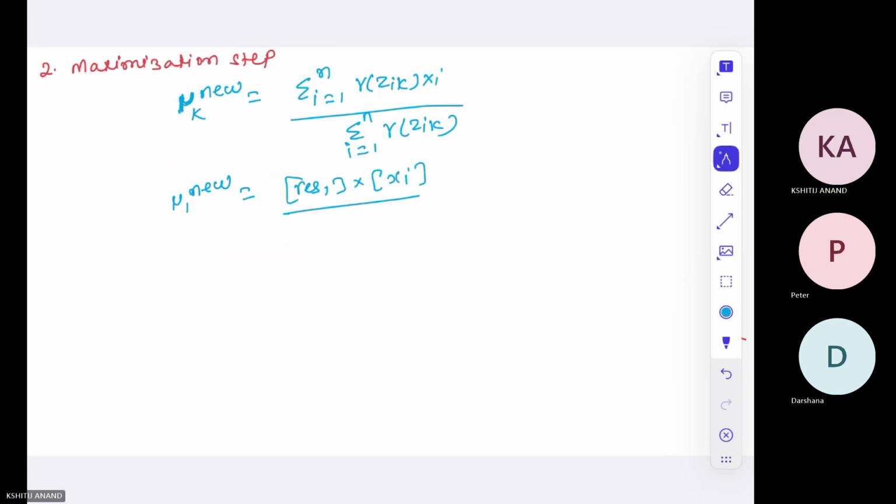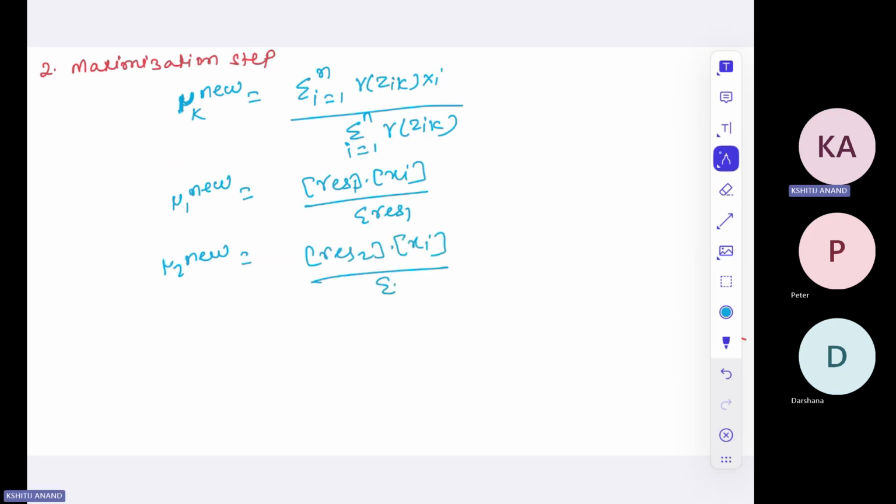Okay, X matrix. So if I write it this way, you have to multiply the RES matrix with the observation, and in the denominator you have to simply add all the RES, RES1 only. And simply mu2 new will be RES2 into XI over the summation of RES2.